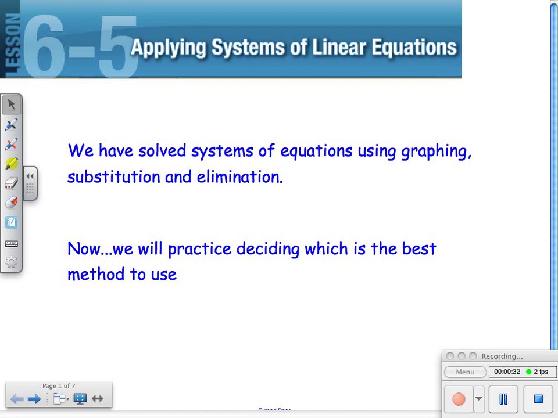So this 6-5 is applying systems of linear equations. So we've used substitution, we've used graphing, we've used elimination, including addition, subtraction, and multiplication. Now we have to decide which is the best method to use given the problems. So let's give it a whirl.